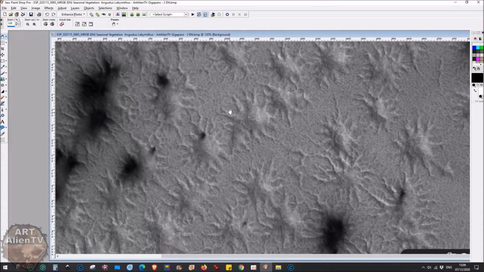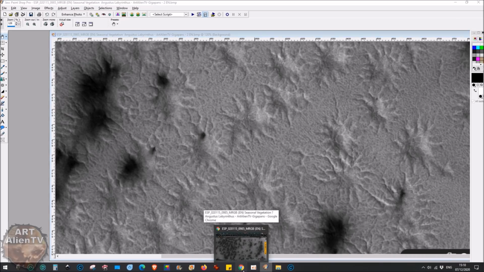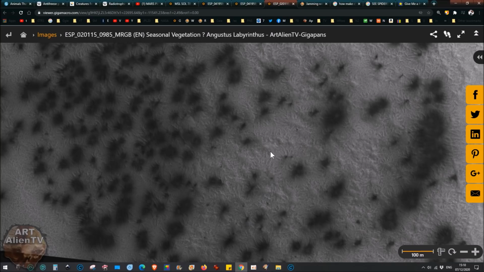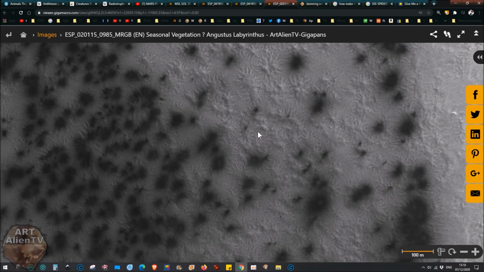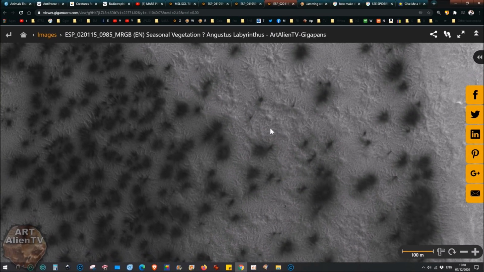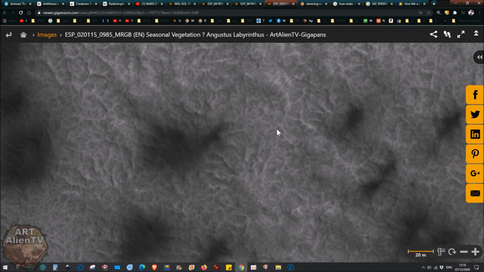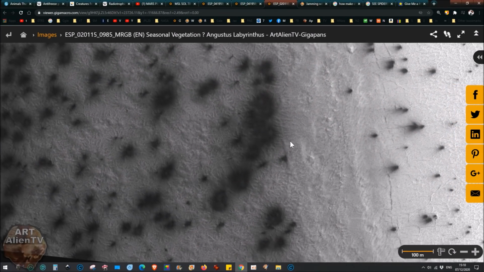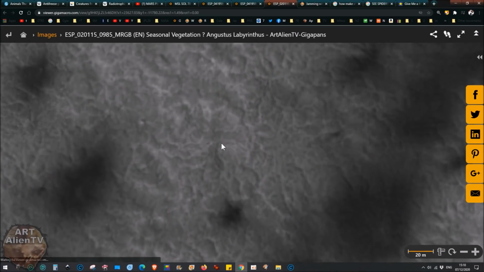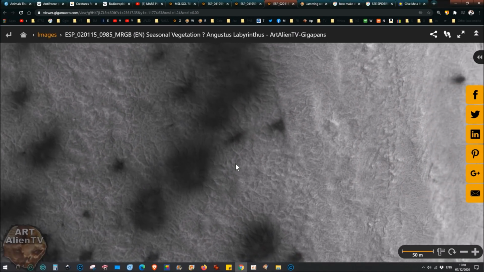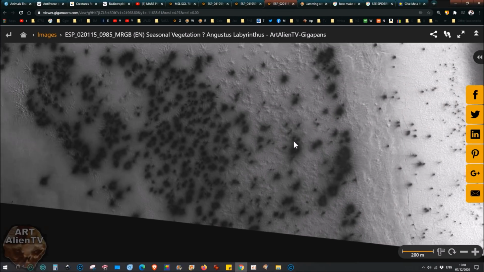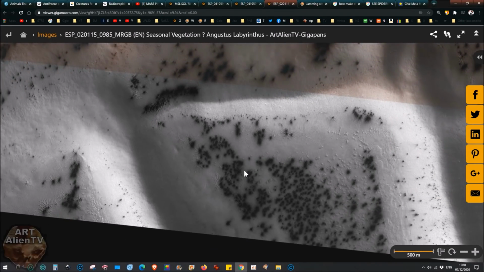So is it possible that these are actually plants or creatures that are breathing out carbon dioxide, and these black stains are a result of that? That is also possible, right? But I think there's something else going on here. I think that these plants are fermenting and breaking down and creating alcohol and gas.